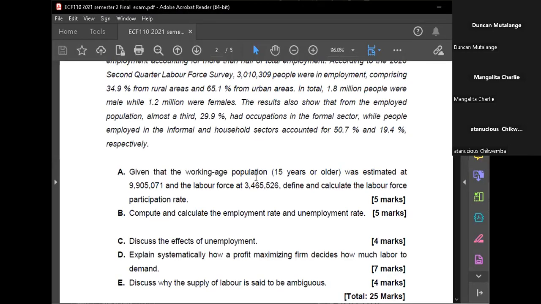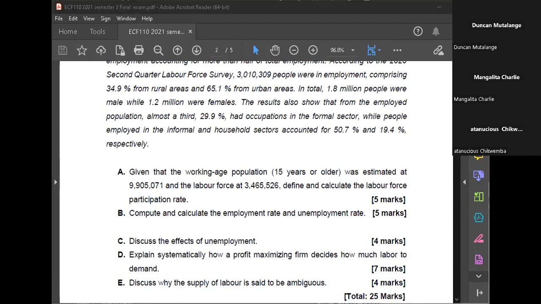So it's labor force divided by the active population or working population. I think what they used here in the question, let me just check the name that they used for the active population. Yes, it's the working age population. So we'll say labor force divided by the working age population.